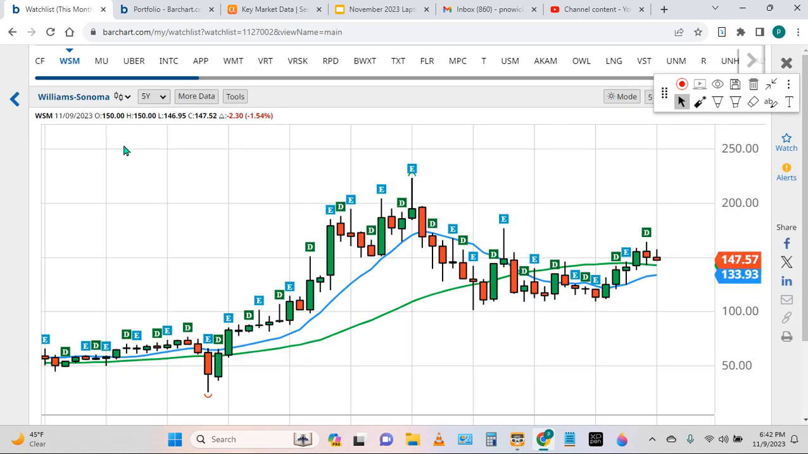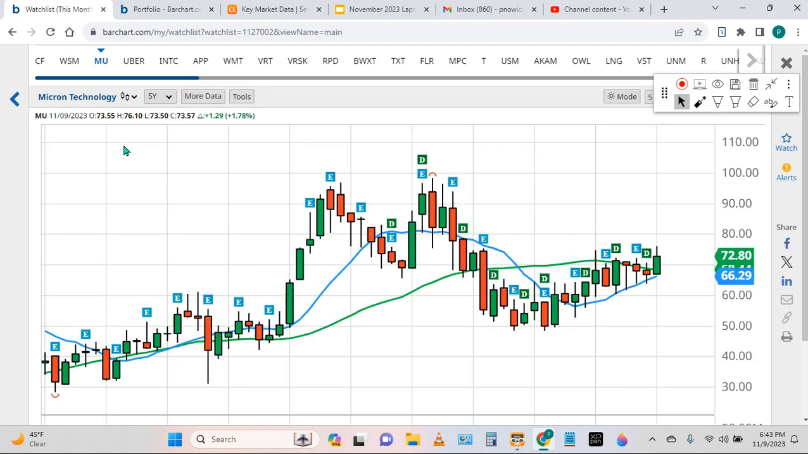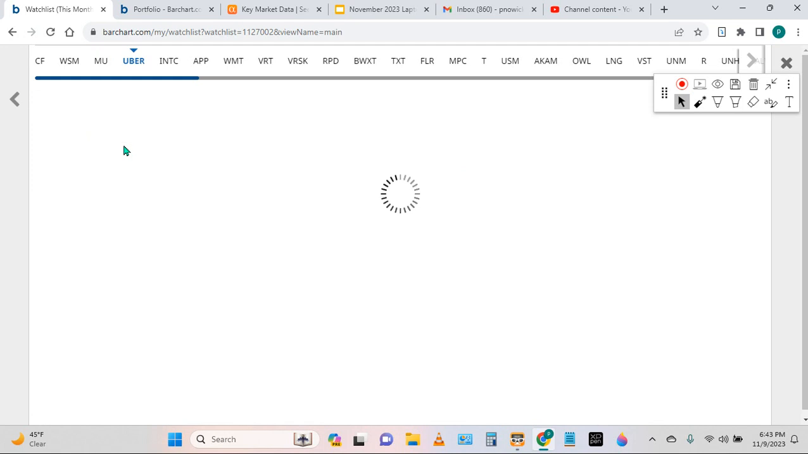This symbol WSM. That looks pretty good. A little bit of weakness over the last 2 months, but versus the market, I would argue relative strength. So that could be a possible one to watch. WSM stands for Williams Sonoma. And we already covered Micron. That looks pretty strong right now.